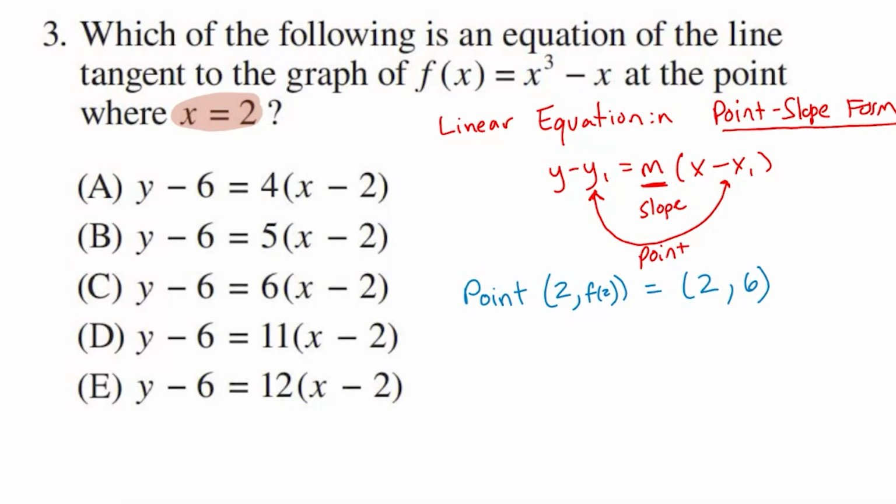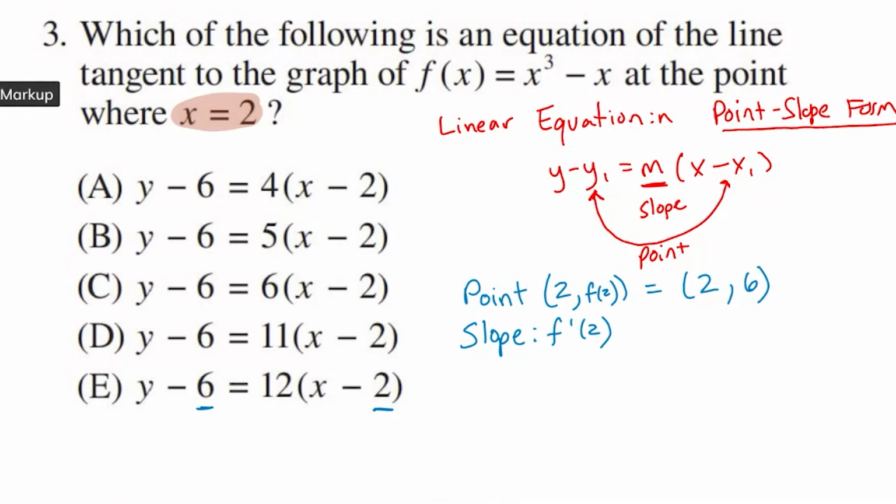So now that we've got the point that we need, and you can see from all the answer choices, that doesn't really get us anywhere because all of them have 2, 6. But now let's talk about the slope. The slope is going to be the value of the derivative of f of x at x equals 2. In other words, f prime at 2. So we need to find the slope of f when x equals 2.